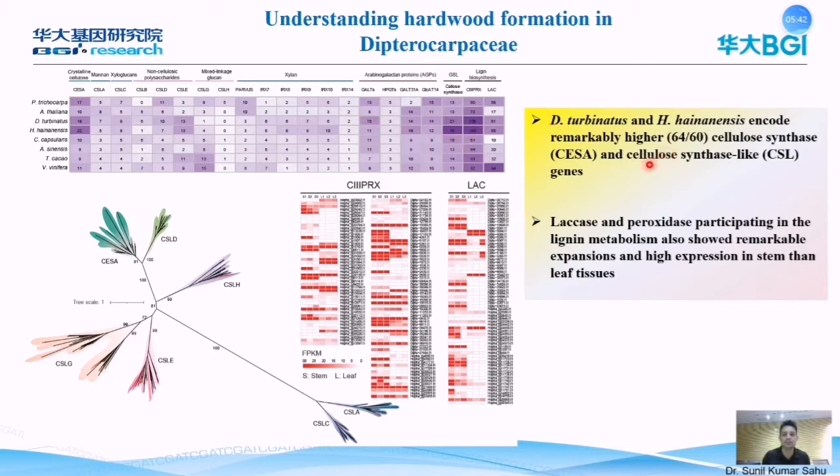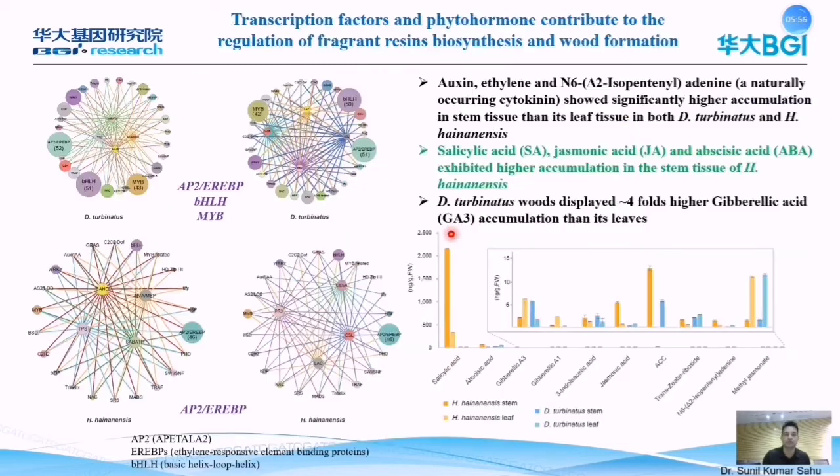Coming to the laccase and peroxidase, which are involved in lignin metabolism, they also showed very high expansion and gene expression activity in the stem compared to the leaf tissue.